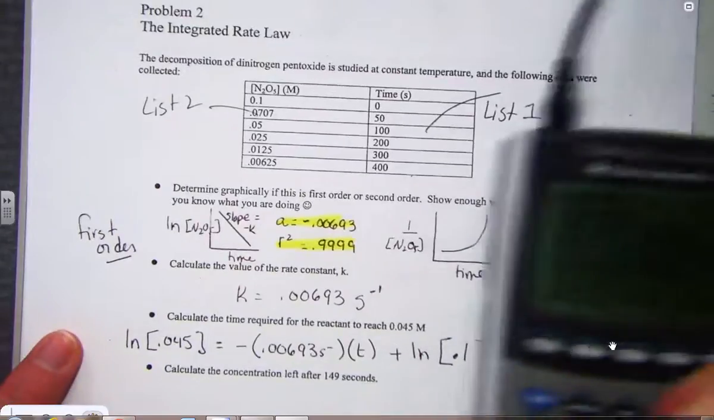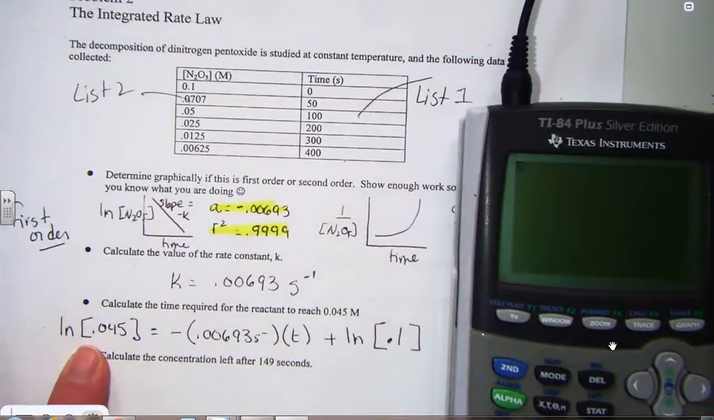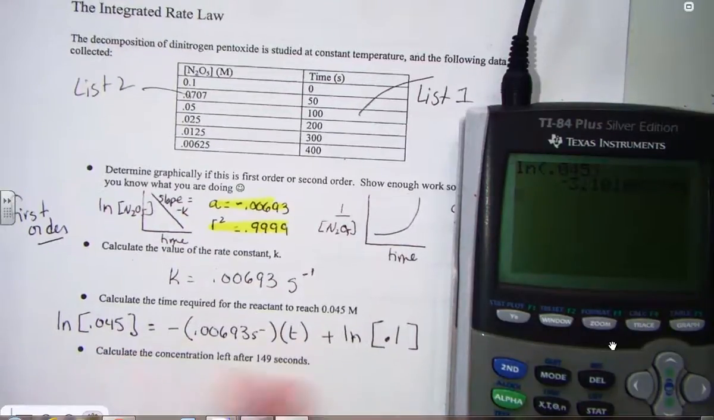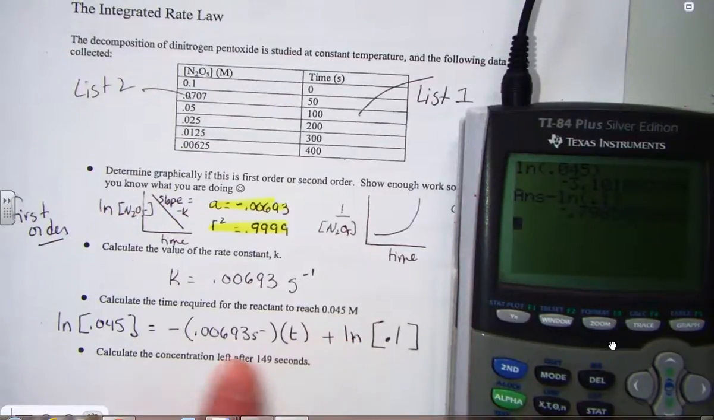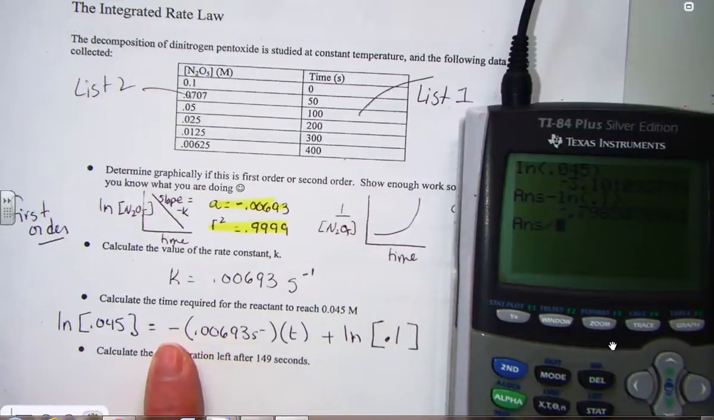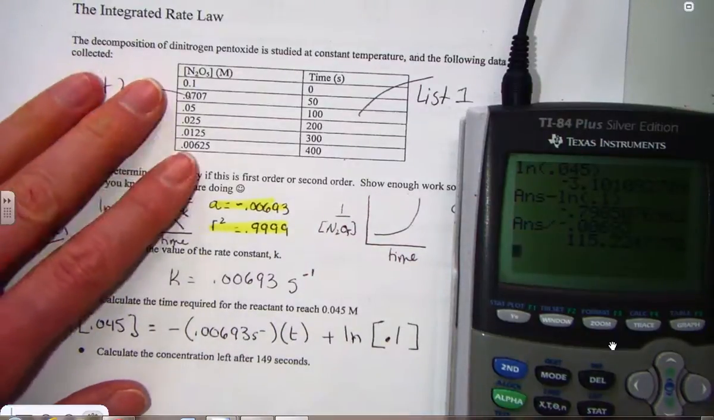So now it's algebra. First of all, let's start with the right-hand side, the natural log of 0.045. Since I want to bring this side over, I'm going to subtract the natural log of 0.1. And I'll divide by the opposite of our k, dividing by negative 0.00693, and we'll solve for time. It took 115.2 seconds.